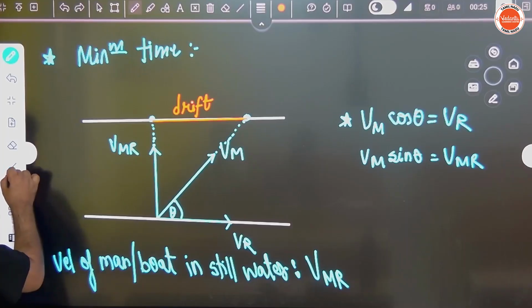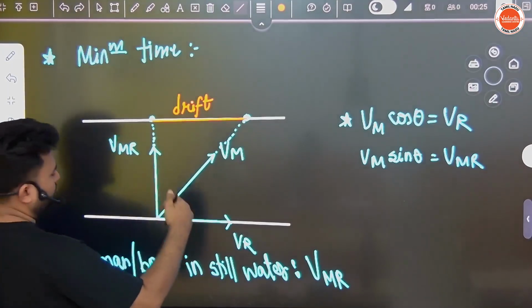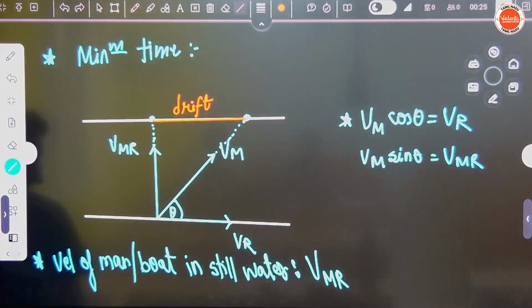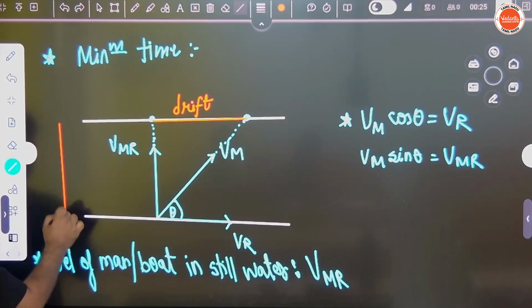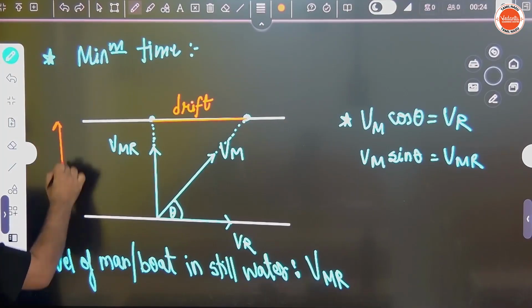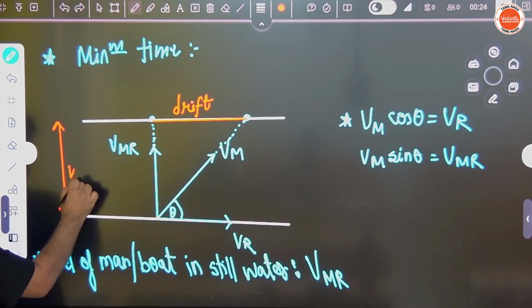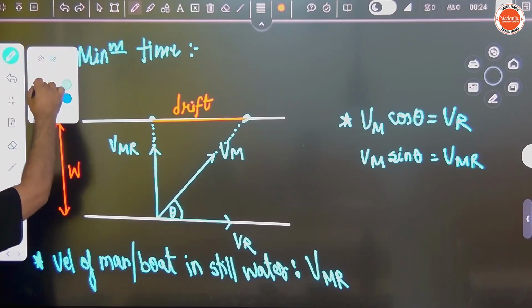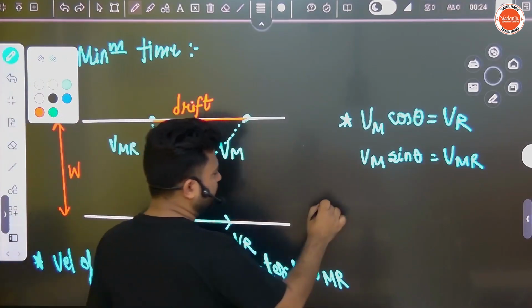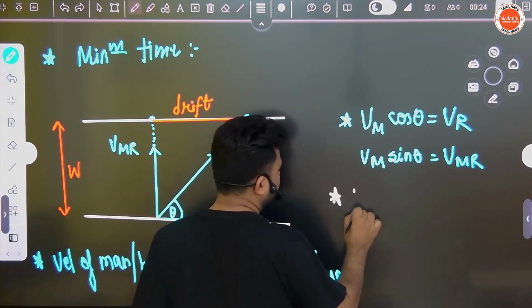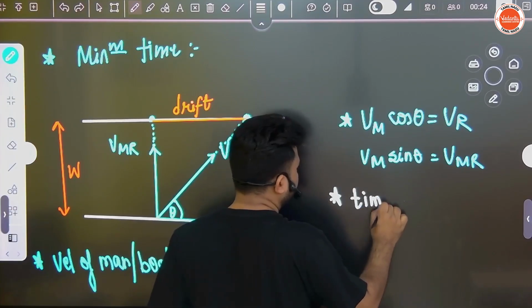And they will ask another question, how much time it takes to cross the river? They will give the width of the river. Suppose width of the river is W. So they will ask two questions. First, time to cross the river.